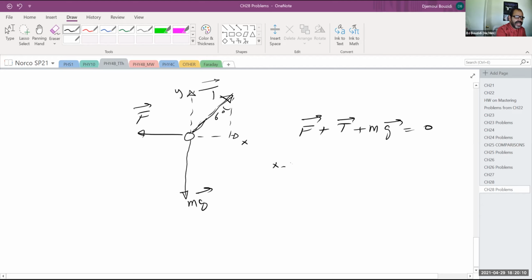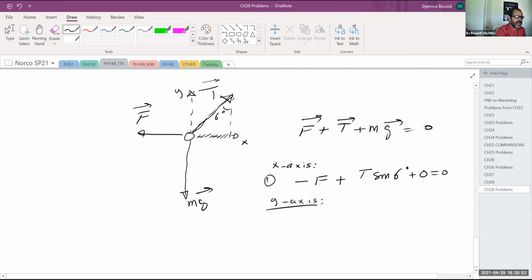So we're going to write the equation in the x-axis, like what we do normally in physics 4A. The component of the force F is a negative F. The component of the tension T is opposite to the 6 degrees, so that means we're dealing with the sine of 6 degrees. It's positive, because it's on the positive x-axis: T sine of 6 degrees. Plus the component of mg along this x-axis is 0, because there is no component there. So that's equation number 1. I'm going to do the same thing for the y-axis.